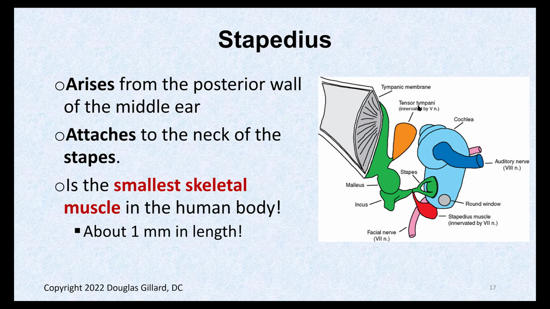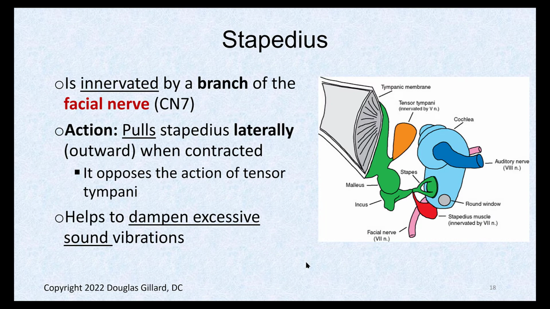The stapedius has a claim to fame. It is the smallest skeletal muscle in the human body. It's only about 1 millimeter in length, so it's super, super tiny. Even though it is so tiny, it still, of course, has to have a nerve innervation, and it's innervated by a branch of the facial nerve. Let's leave it at that.